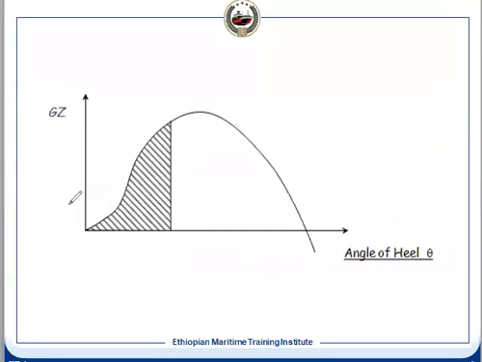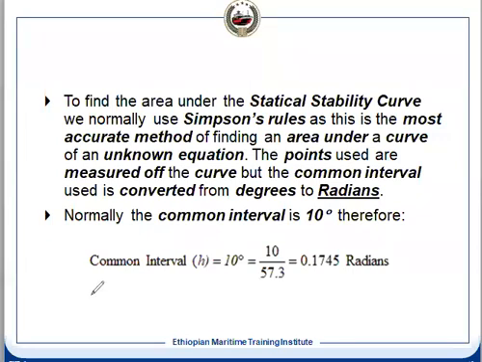For example, suppose this angle is 20 degrees. To have an angle of heel of 20 degrees, we calculate the area under this curve and multiply by delta, which will give us how much work is required to reach the angle. Of course we can take more than 20 degrees also, but this is a standard example. With 10 degrees, we will have 3 ordinates for Simpson's rule, but 2 intervals in between. So it will be 10 and 10, and it will be 0.1745 radians for each interval.